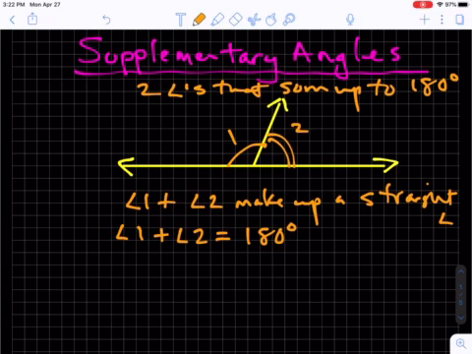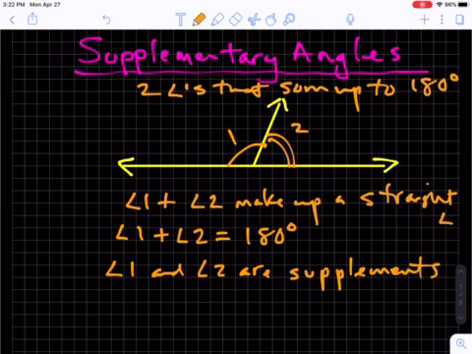And if you would say angle 1 and angle 2 are supplements of each other, that's the lingo you need to know when you're hearing about supplementary angles and what you read about. If somebody says, angle 3 is a supplement of angle 4, or angle 3 and angle 4 are supplements of each other, that means they make a straight angle. They add up to 180 degrees. And so you use that to solve some simple problems.